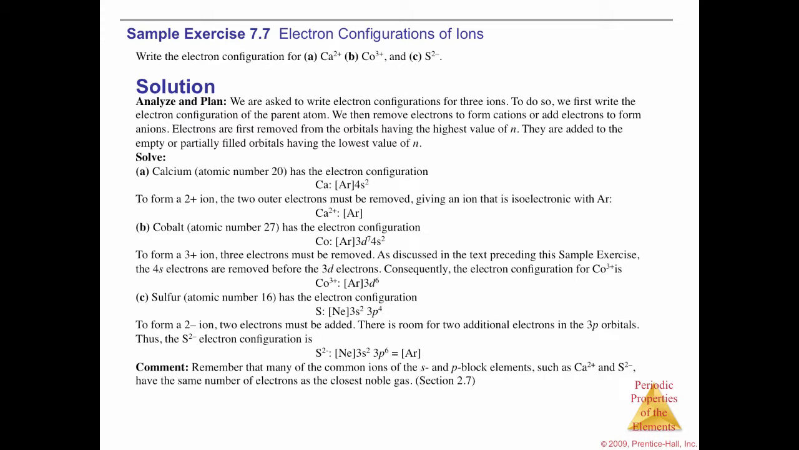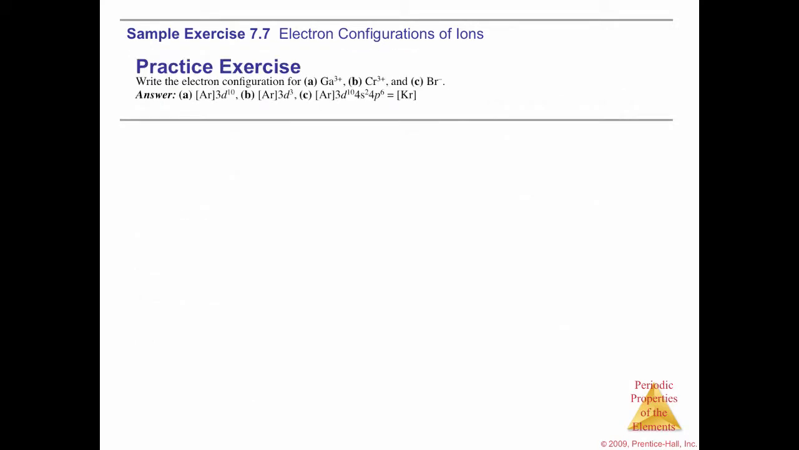Remember that many of the common ions of the s and p block elements, such as the calcium cation and the sulfur anion, have the same number of electrons as the closest noble gas, making them stable. Practice exercise. Write the configuration for these ions.